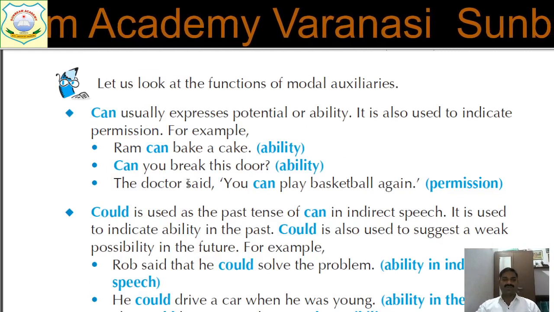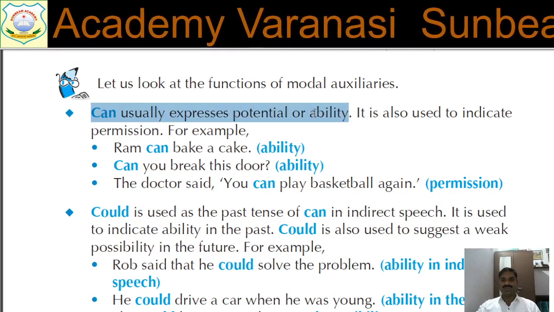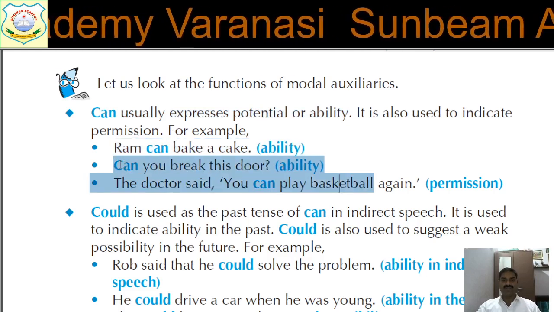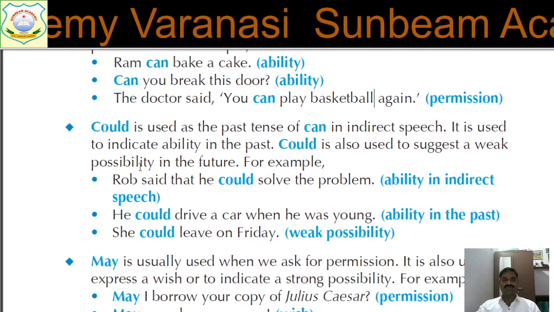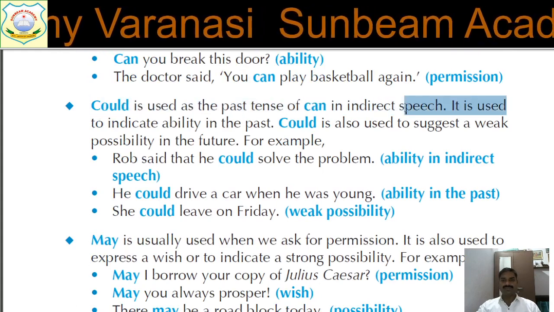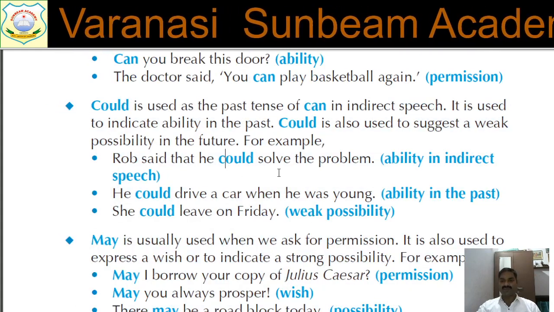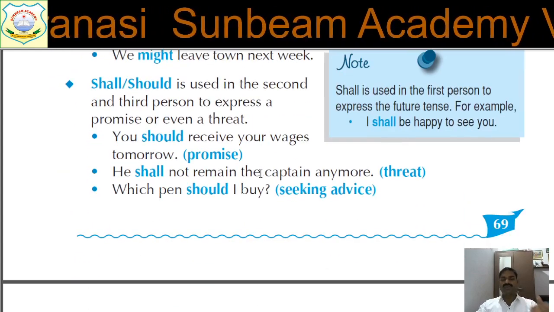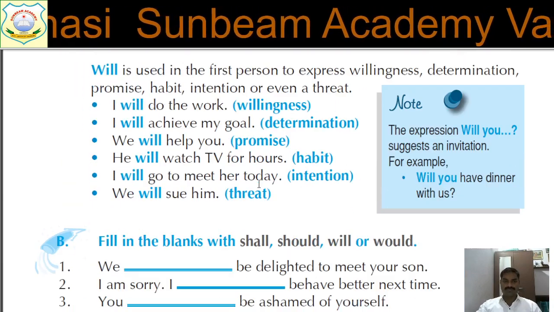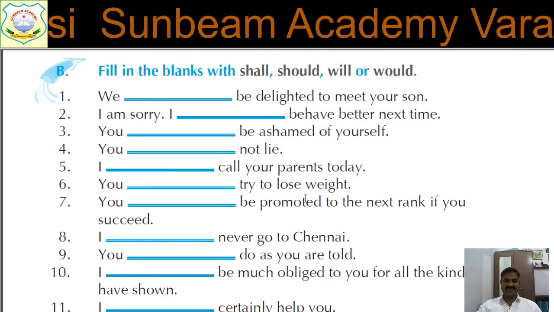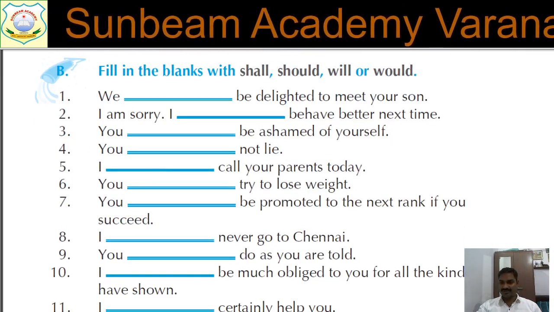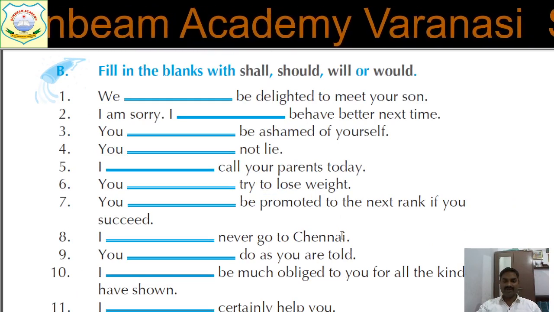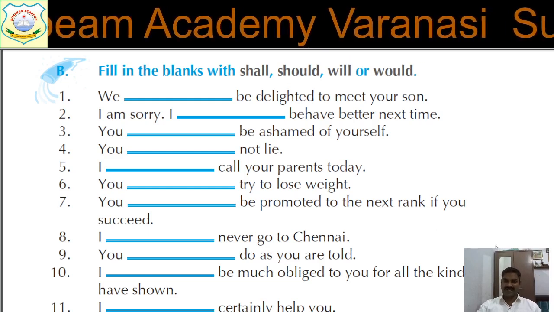Quickly, let us go through these things. Can is used to show potential ability. It is highlighted here: ability, ability, permission. Could is again here. The examples are given. I will give you this PDF. You can go through it. It will make things quite clear to you. Now do this exercise. You have 2 minutes only, children. Then I will give you the answers and the class will get over.